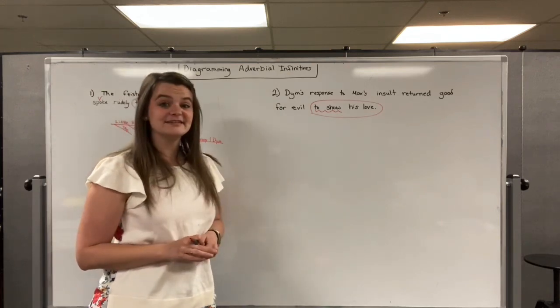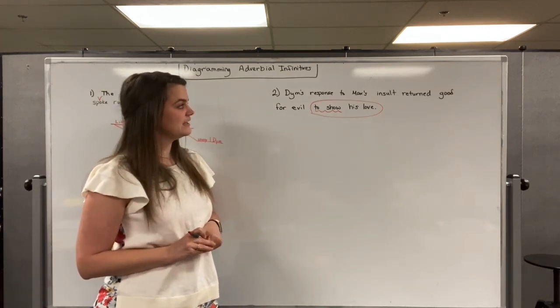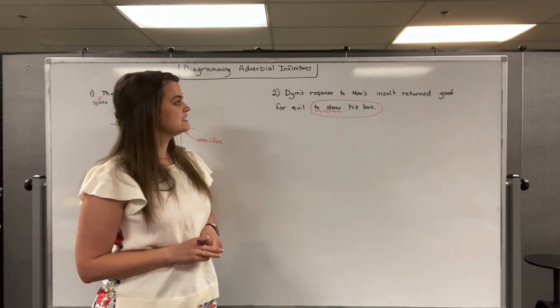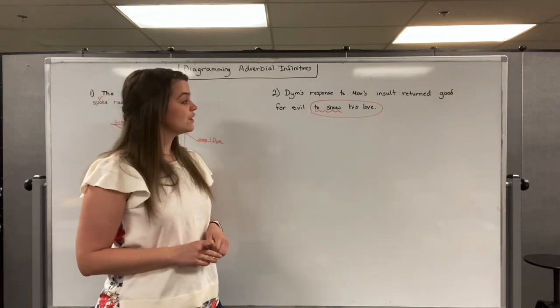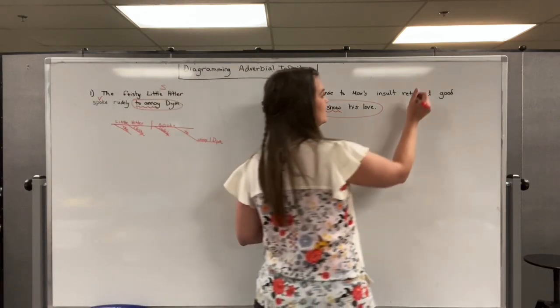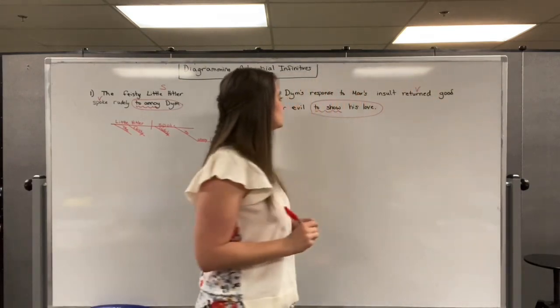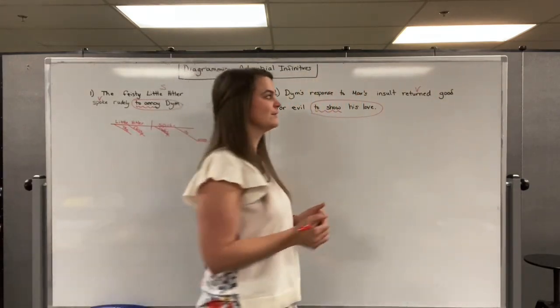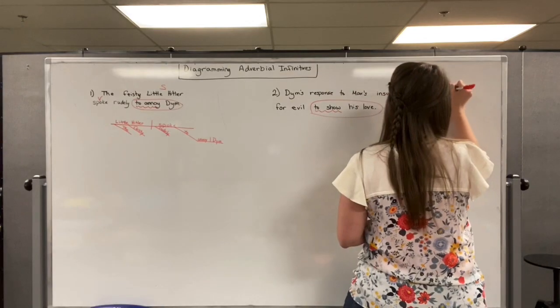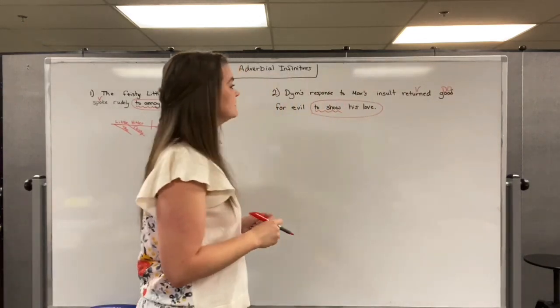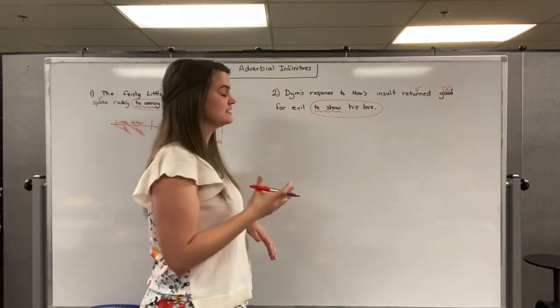What pattern is this sentence? Let's go find our verb. Dim's response to Max's insult returned. Returned is our verb. Returned what? Good, direct object. So we know it's a pattern two because it has a direct object.